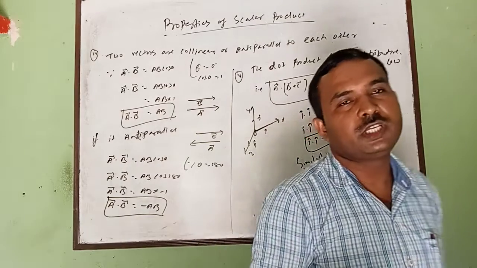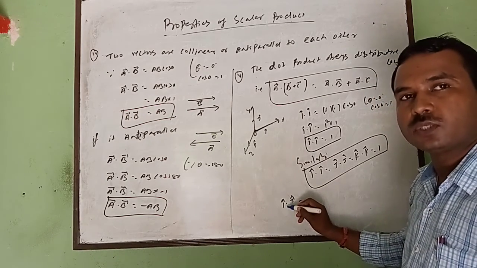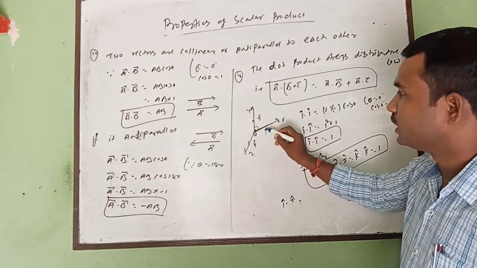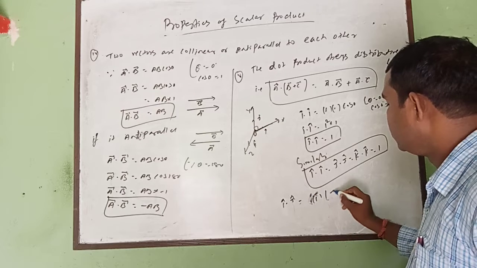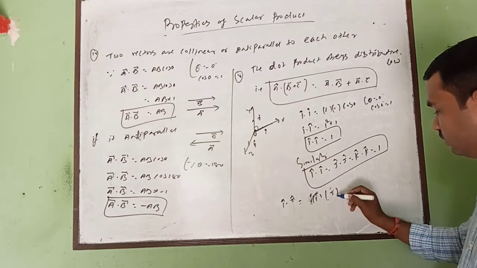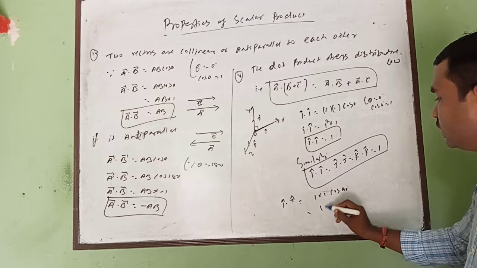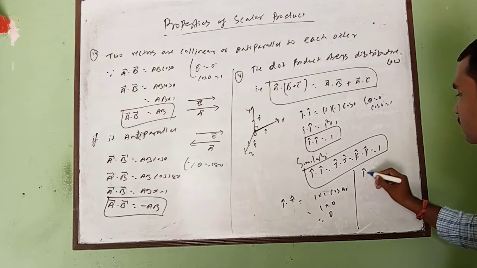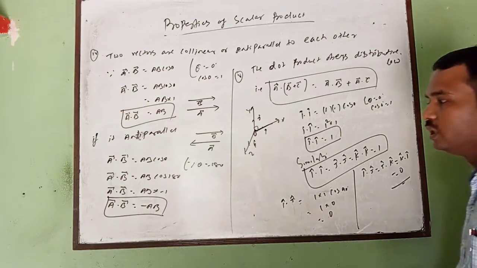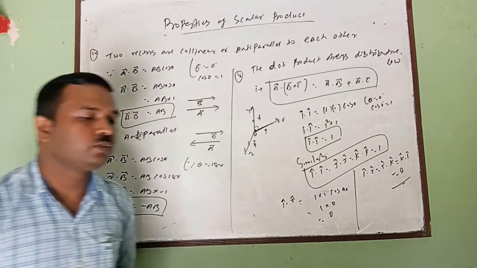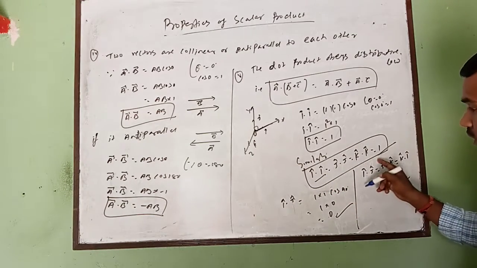Another case: suppose i dot j. Here the two vectors are perpendicular, so i dot j means 1 into 1 into cos 90 degrees. Cos 90 is 0, so it will be 0. It means i dot j is equal to j dot k equal to k dot i, anything you take, it will be 0. Whenever two vectors are mutually perpendicular to each other, their dot product will be 0, but if they are the same, then it will be 1. You will use this to solve the numericals.